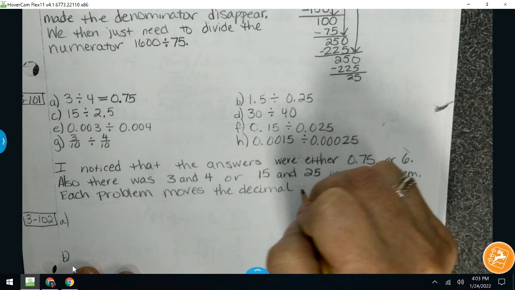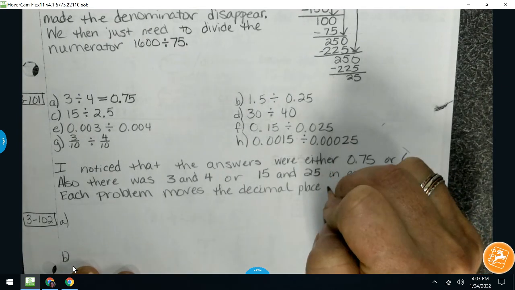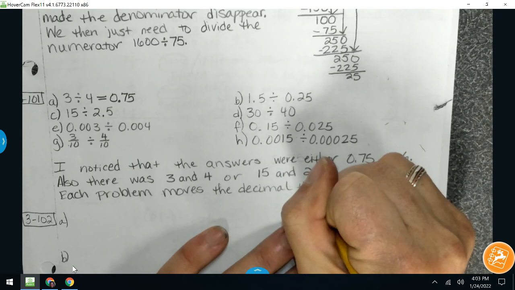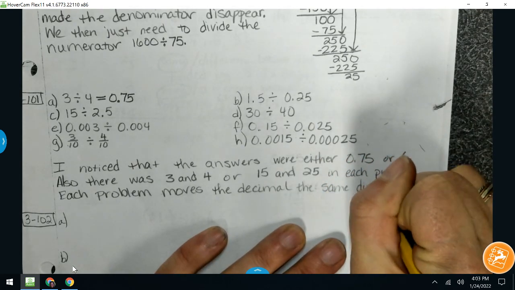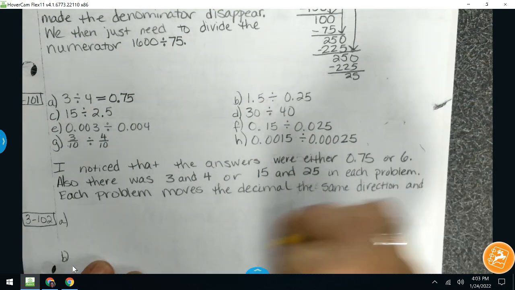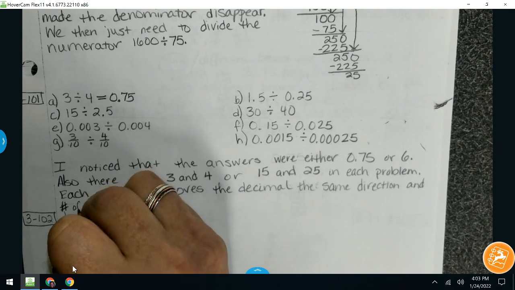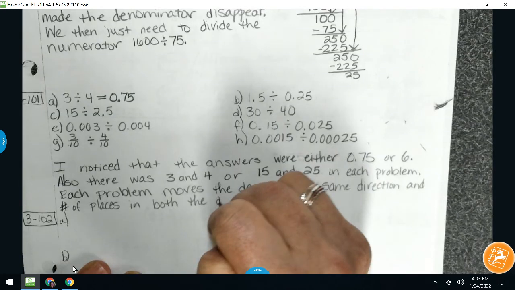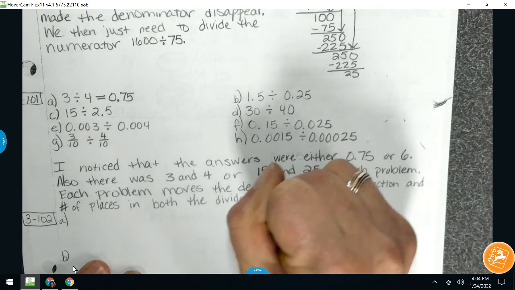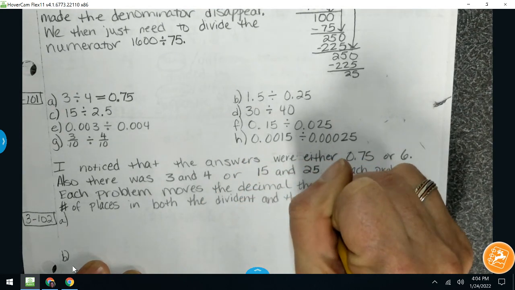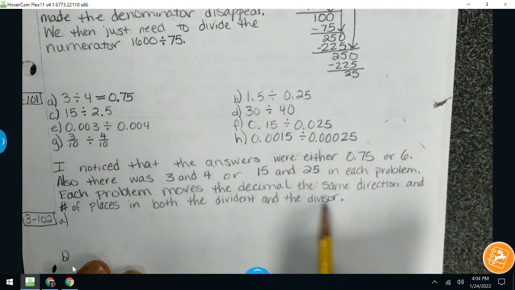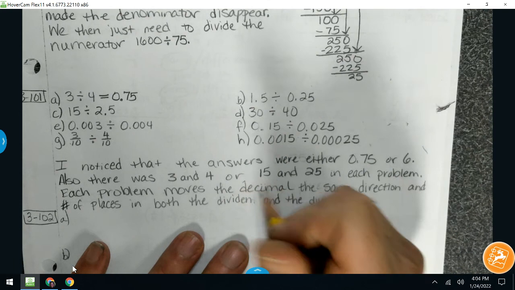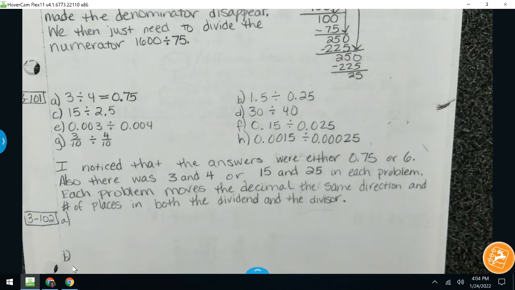So each problem moves a decimal the same number of places in the same direction, in both the dividend, that's the one that's to the left, and the divisor. And I always remember the one that does the dividing is the divisor. It tells me what it does. I think that should be not dividend, dividend.